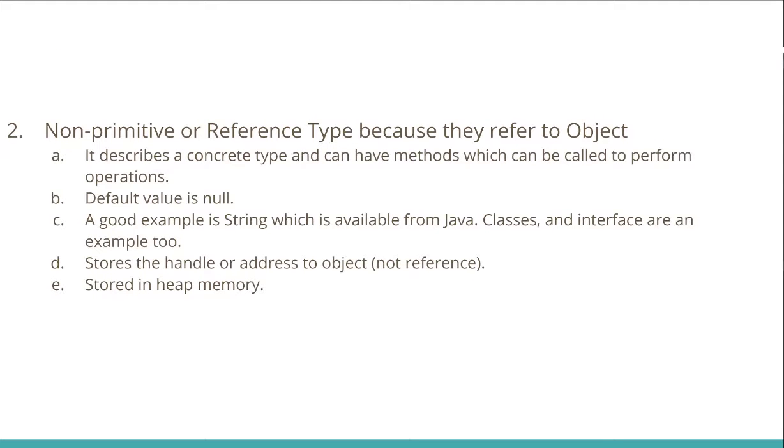Number 2, non-primitive or reference type, because they refer to objects. It describes a concrete type and can have methods which can be called to perform operations. The default value is null. A good example is a String, which is available from Java. Classes and interfaces are examples too. It stores the handle or address to the object, not the value. It's stored in heap memory.